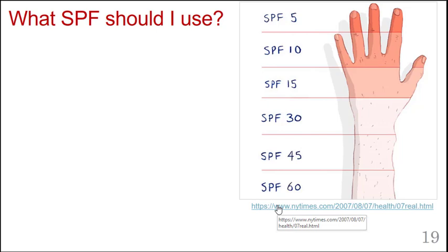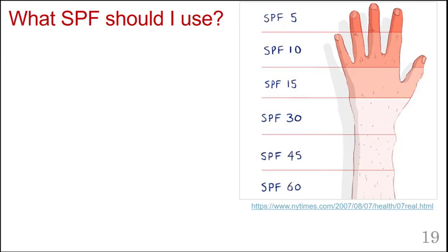For example, an SPF of 15 would allow you to stay in the sun for 15 times longer than you could without any form of protection. A lot of people assume that an SPF rating of 60 would provide double the protection of an SPF of 30. But as you can see by this image, that is not true at all. You can see the difference in protection between an SPF of 5, 10, and 15, but when you look at 30 to 60, there doesn't appear to be much of a difference.